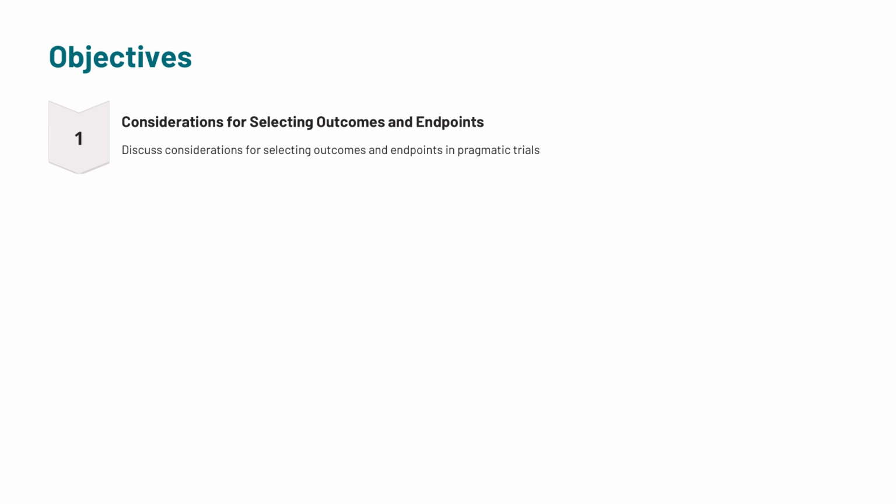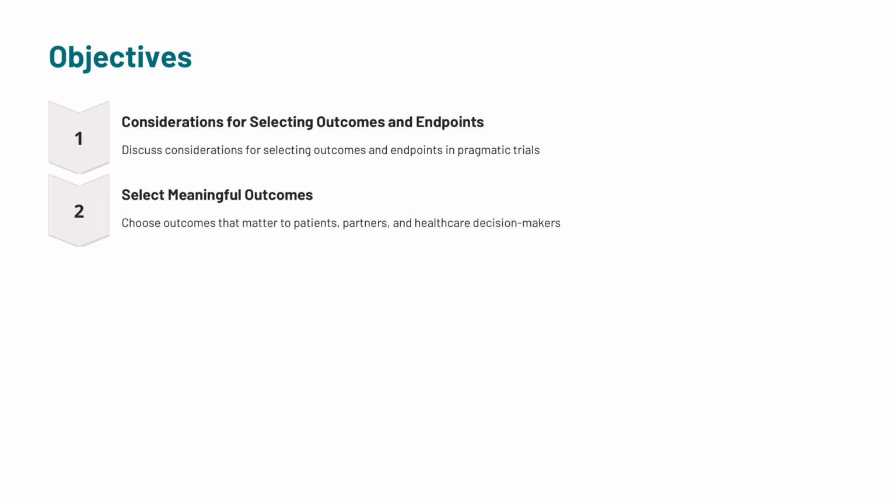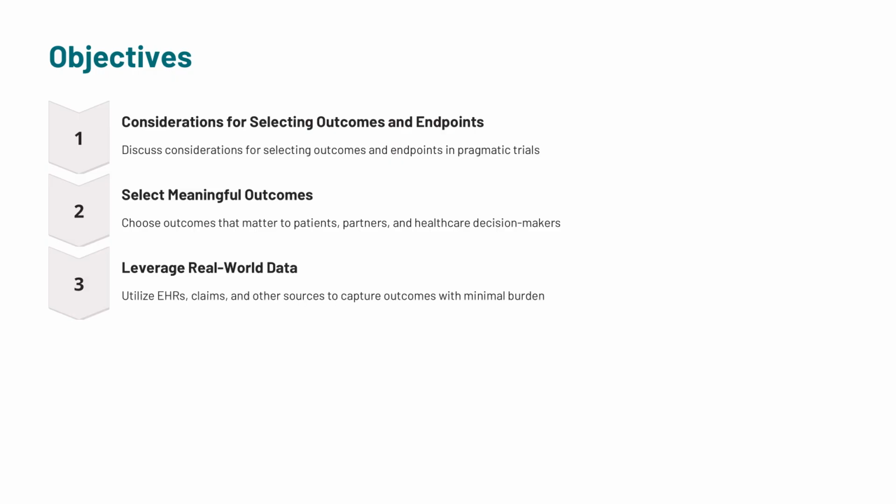Before we jump in, let's outline what you'll take away from this module. First, we'll identify the key considerations for selecting endpoints in pragmatic trials. Second, we'll learn how to select outcomes that matter to patients, partners, and other knowledge users. Third, we will explore the use of routinely collected data for capturing outcomes of interest.